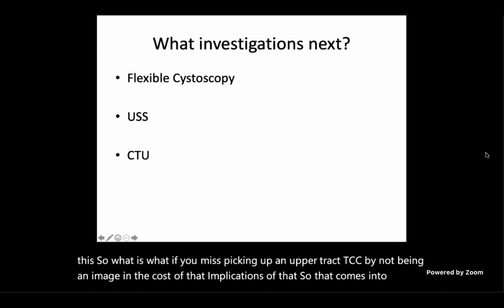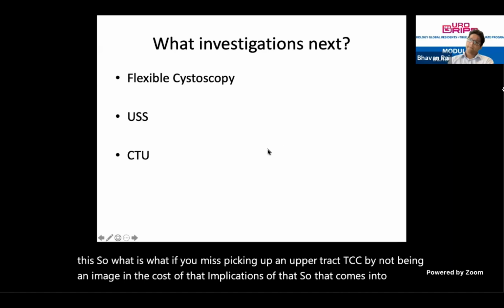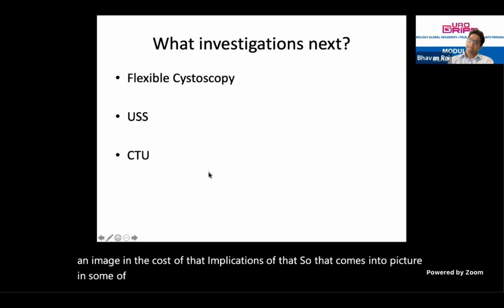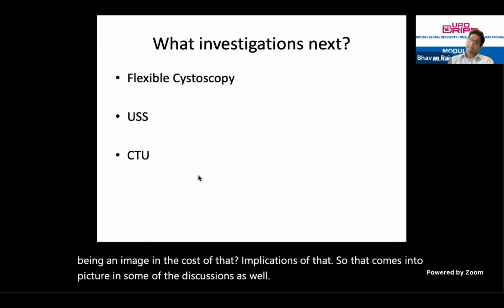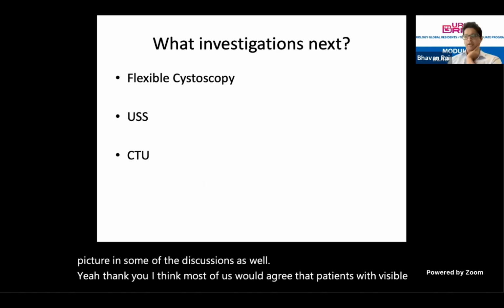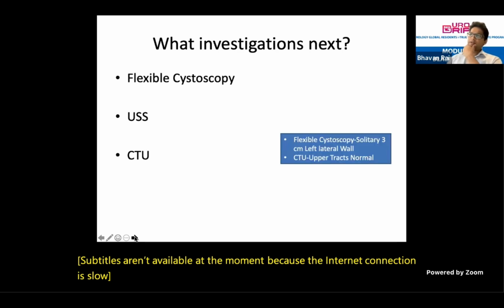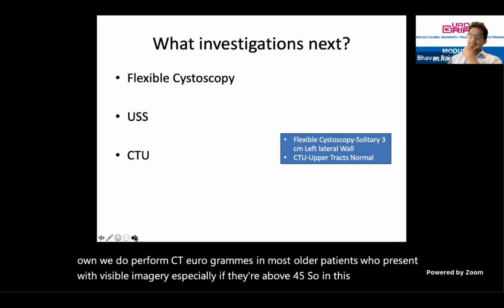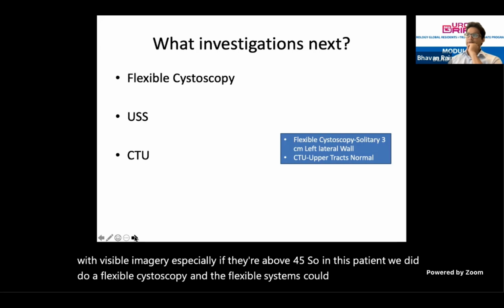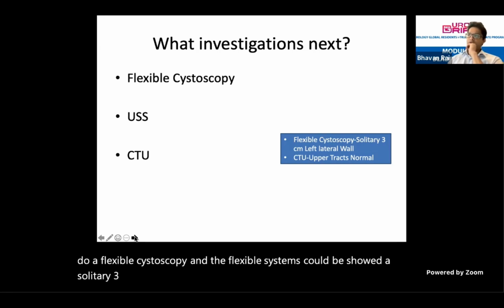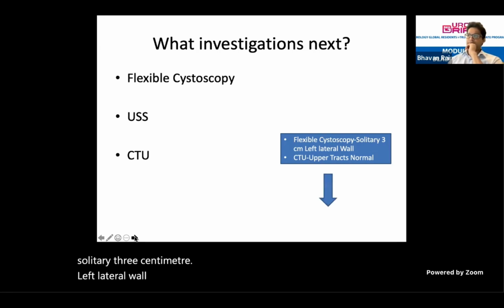Yeah, thank you. I think most of us would agree that patients with visible hematuria require being investigated. I agree it has a degree of debate and contention in it. Within our own unit, we do perform CT urograms in most older patients who present with visible hematuria, especially if they're above 45. So in this patient, we did do a flexible cystoscopy, and the flexible cystoscopy showed a solitary 3 centimeter left lateral wall tumor, and the upper tracts were normal.